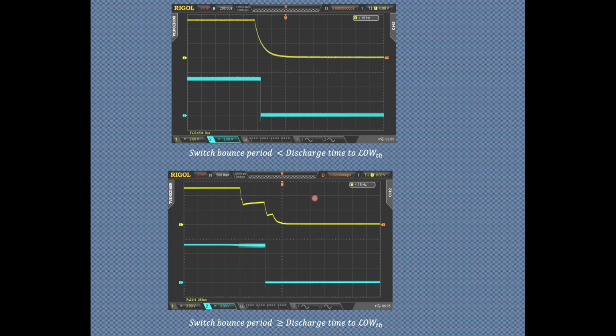See, we didn't get the filtering. If this is true, the switch bounce period is less than the discharge time that we set by choosing the right resistors and capacitors. If we get this accomplished, you won't have this. You'll have this and you'll have that.